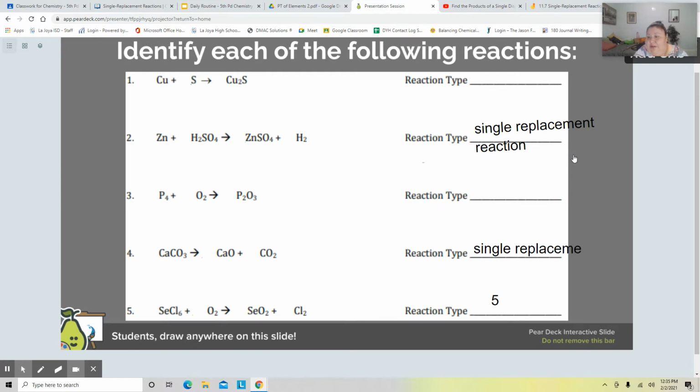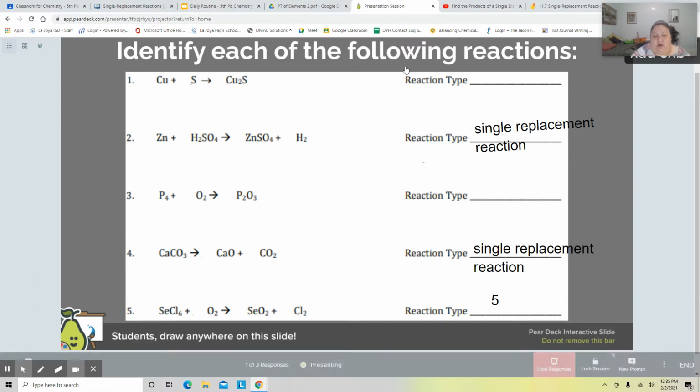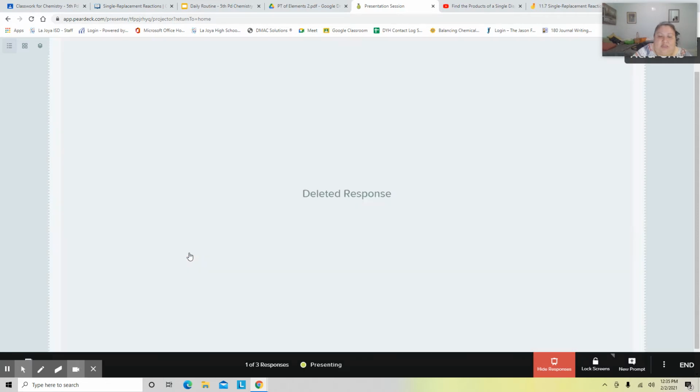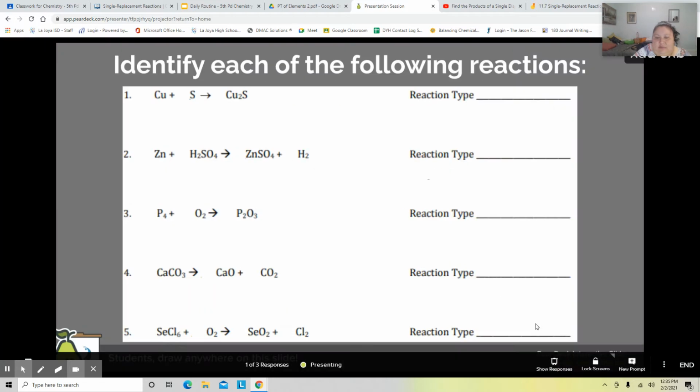Number 5. Very good. Number 5. Not number 4. Let's check out number 4, because this person already started trying to do number 4 as a single replacement. I'm telling you that it is not a single replacement because, don't delete everything, I don't have single elements on both sides of the arrow.